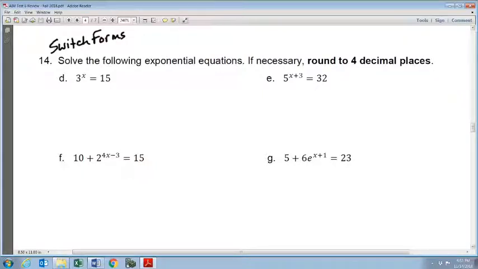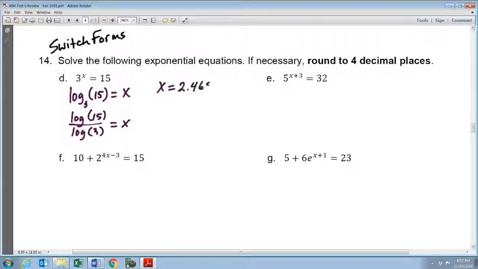So we'll write log. Our base is 3. The 15 goes there. And remember, the exponent always goes by itself when you're in log form, because a logarithm is an exponent. And you can see here, all we need to do is change the base formula. This will be the log of 15 over the log of 3.